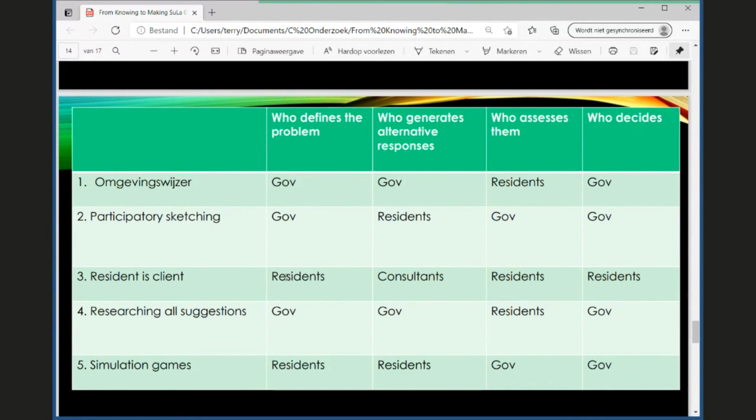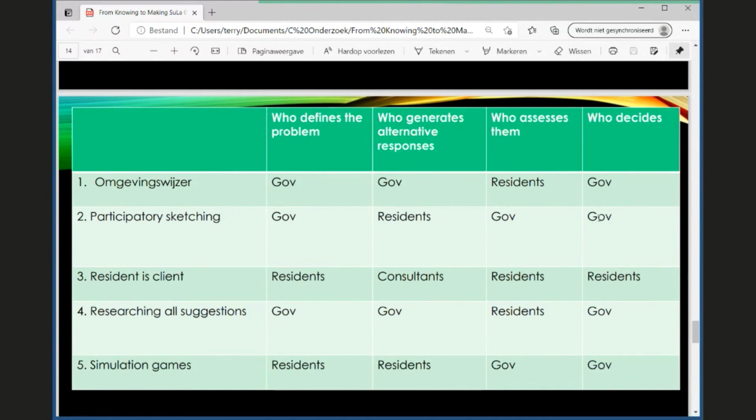And with these parks in Copenhagen, the residents were even the problem definers. They defined what needed to happen to that square or that park. Consultants advised them, hey, you might do this. The residents said, yes, let's take this one, we really would be very happy with this one. And then in the end, even the residents decided on the actual investment.